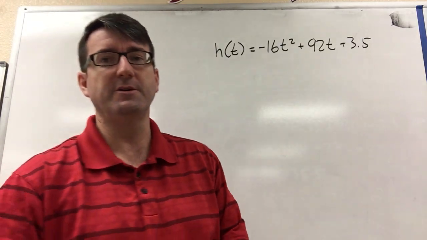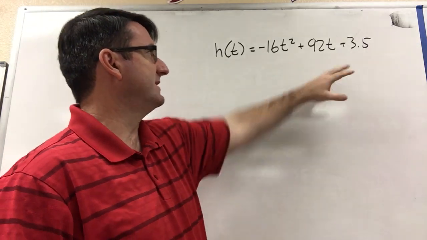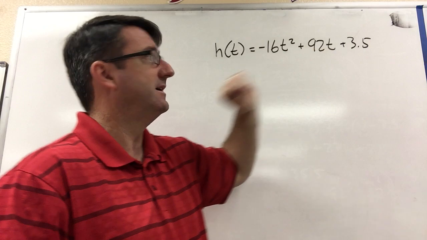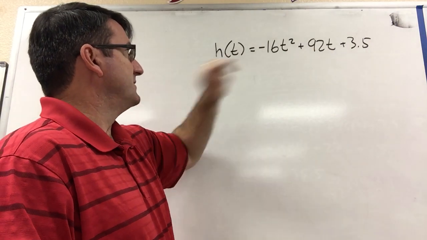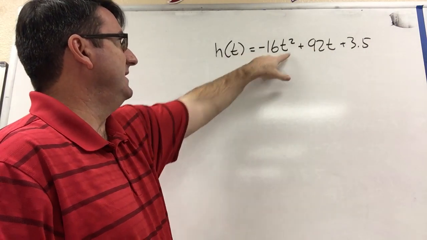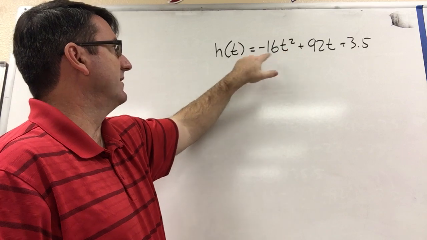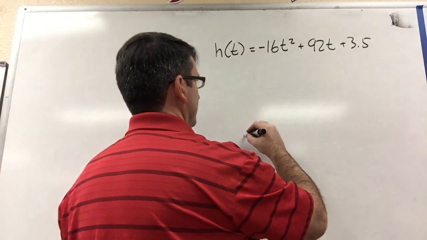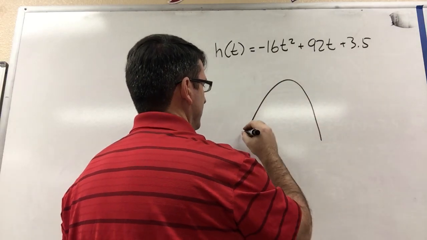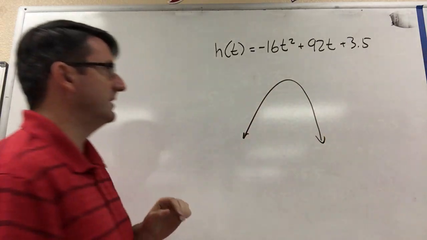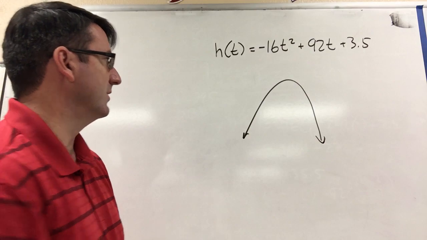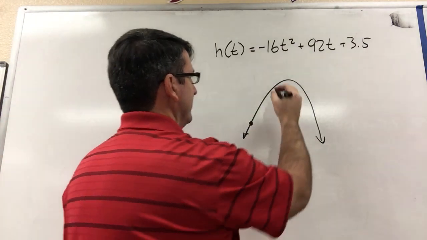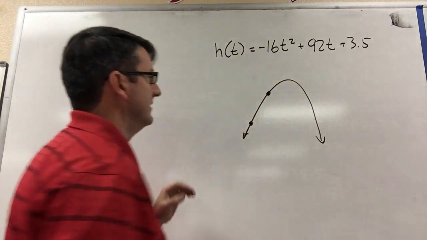All right, so first of all, let's think about what this is going to look like. This is a quadratic, so it's going to be a parabola, and the t squared term is negative, so it's going to look like this. It's going to be a parabola that opens downward. And so at 1 second will be like right here, and at 3 seconds up here.